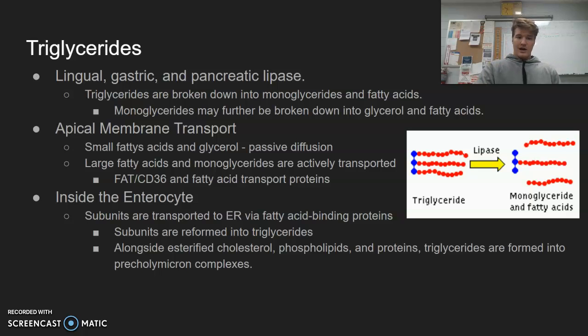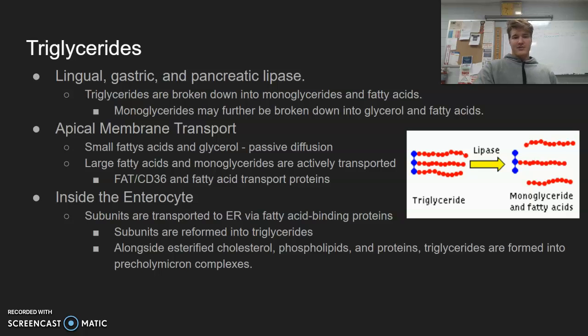Inside the cell, these subunits are then going to be transported to the endoplasmic reticulum, and it seems kind of counterintuitive, but now that we've got them in, we're going to actually make them back into triglycerides or higher ordered lipids. And as I say, they're going to be reformed, and then I'm going to touch on chylomicrons in the coming slides and the further aspects of fat absorption.